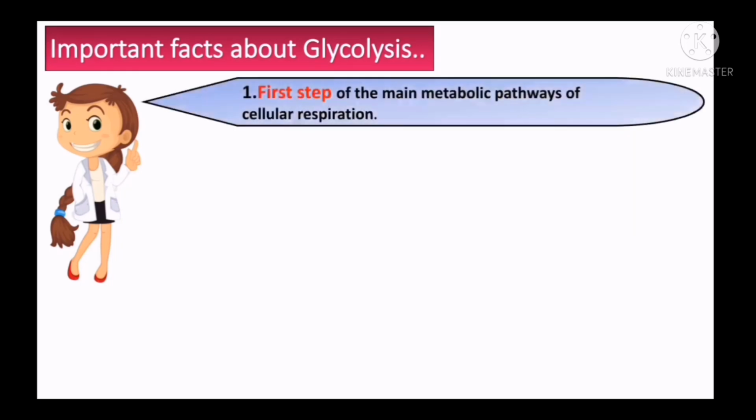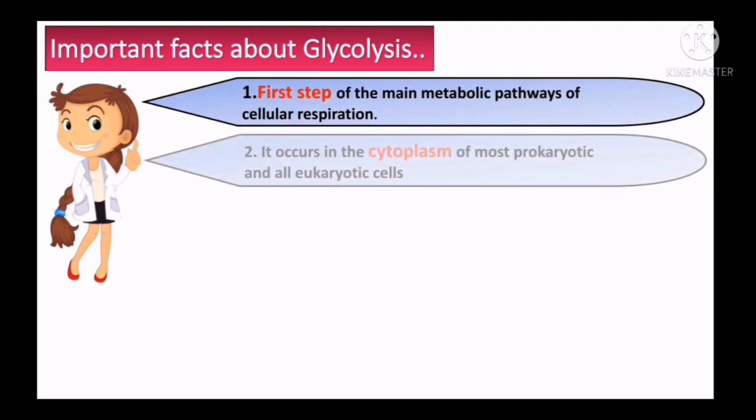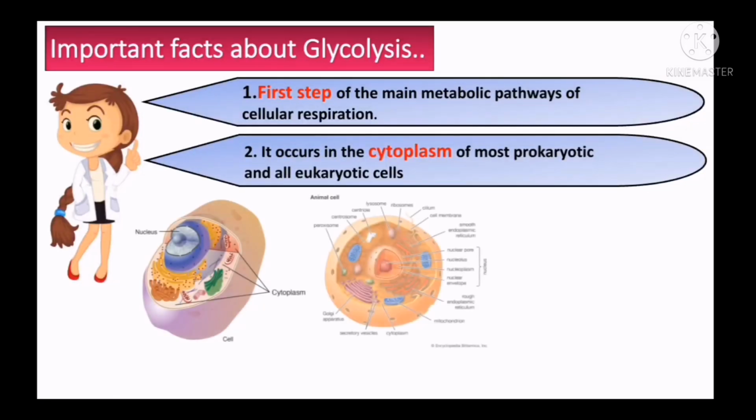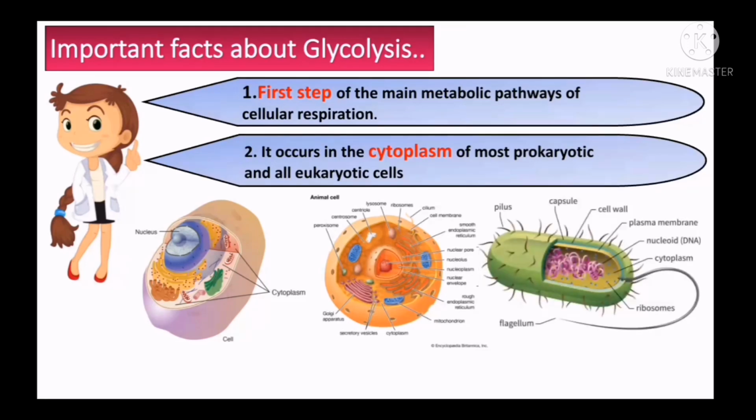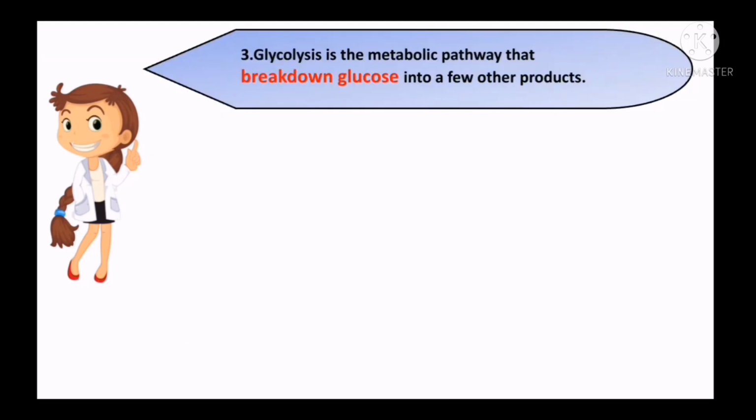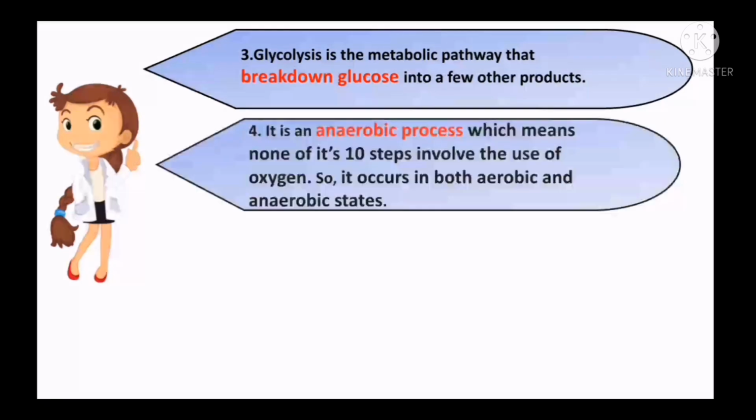The first fact is, this is the first step of the main metabolic pathways of cellular respiration. The second fact is, it occurs in the cytoplasm of most prokaryotic and all eukaryotic cells. It means this can be seen as a common process in both eukaryotic and prokaryotic cells. The third fact is, glycolysis is the metabolic pathway that breaks down glucose into a few other products. We will discuss this in detail in a few more minutes.